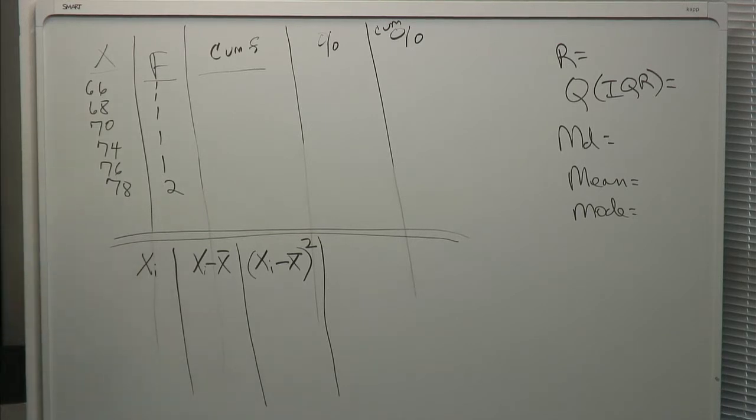This is just a little sample of Class A, okay, of what it could look like or should look like. I looked at the scores, I actually wrote them from low to high, probably should have written them the other way, but that's okay. Either way is fine. And so one person got a 66, one got a 68, one got a 70, one got a 74, one got a 76, two got a 78, that kind of thing. We're not grouping the data.